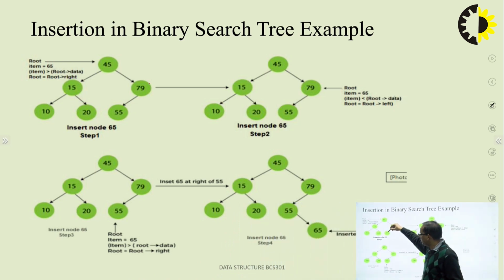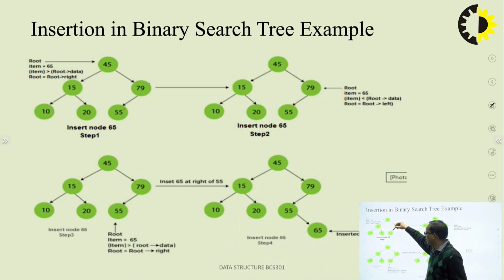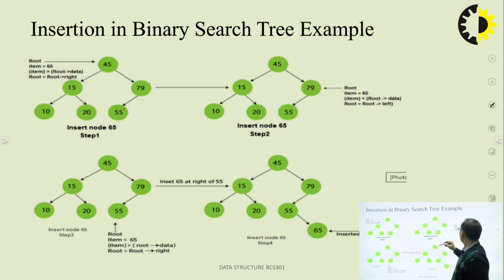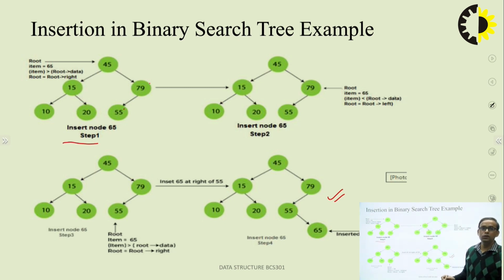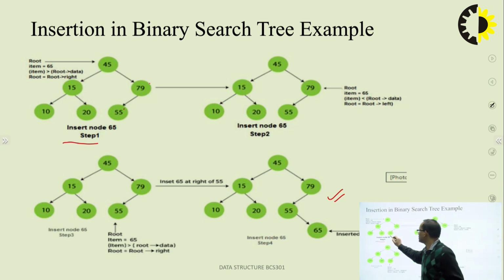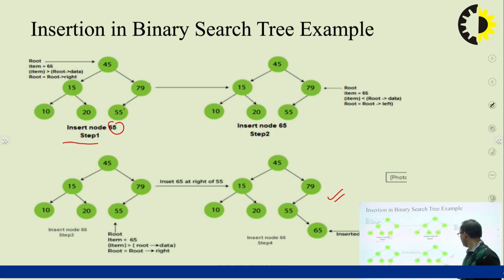Now again, we will compare 65 and 55. Since 65 is greater than 55, 65 will be in the right subtree of 55. So after inserting, this will be the final binary search tree. This tree is given, and when we have to insert a new node with key value 65, it will be inserted at this position. So this will be the tree after insertion.